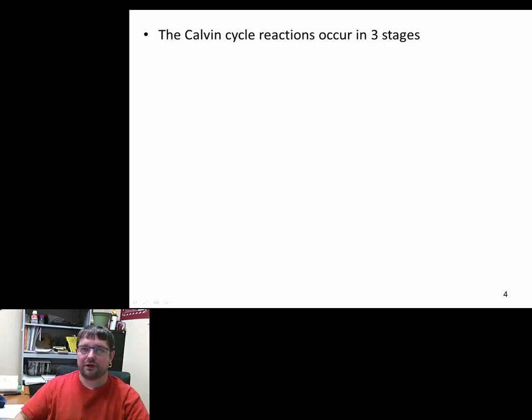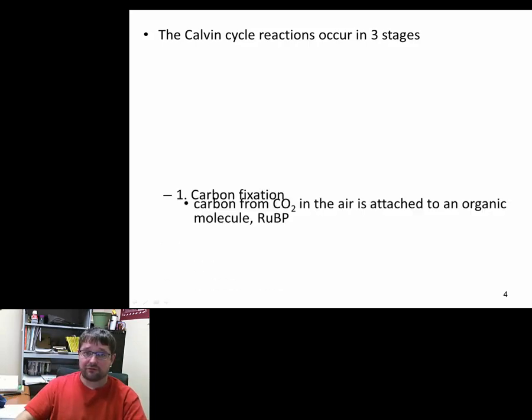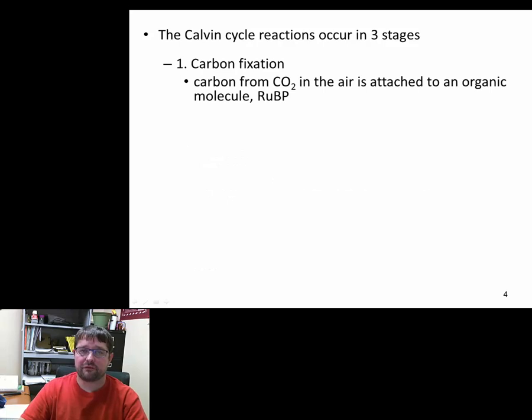Most of these cycles in biology are basically just like a recycle center. You take it there, it gets destructed and reconstructed, and it just happens over and over again. So the Calvin cycle is no different. The first part of the Calvin cycle is carbon fixation.